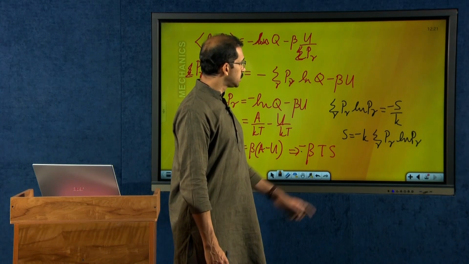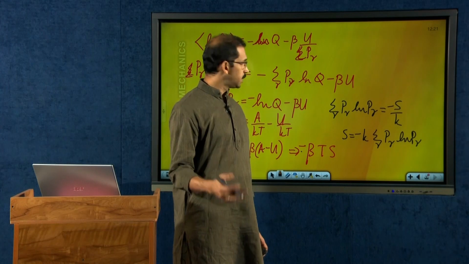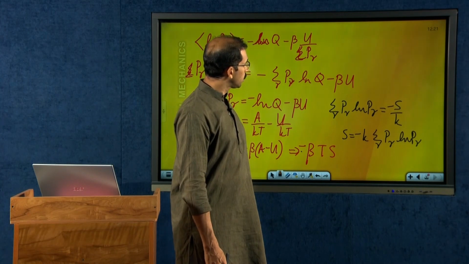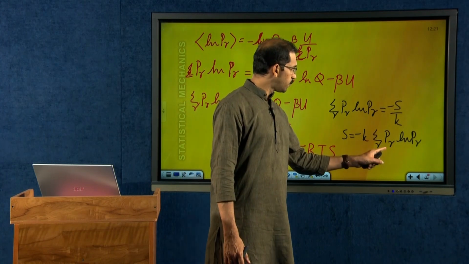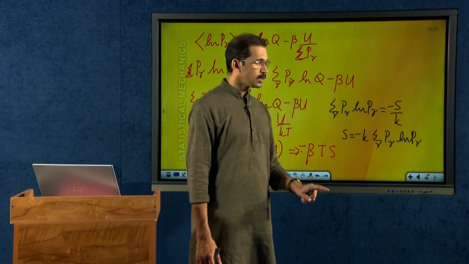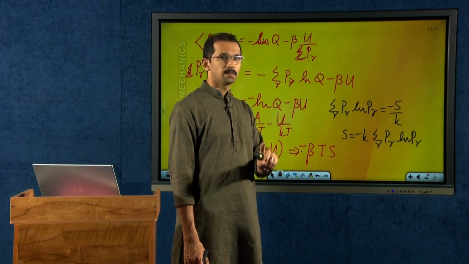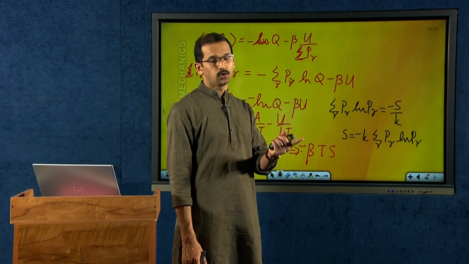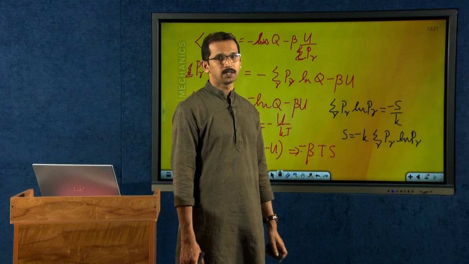right. So, this is what the entropy of a canonical ensemble system looks like. We have already defined the P_r, right. P_r is equal to e raised to minus beta E_r by the sum over r of exponential minus beta E_r, and there we have the Q also. So, if we know the Q, we can calculate the entropy of the system.